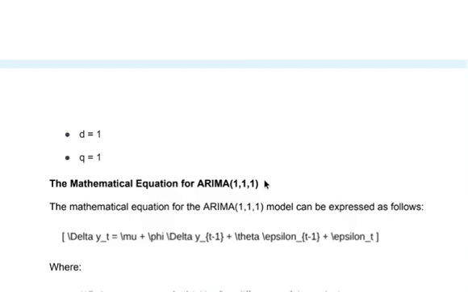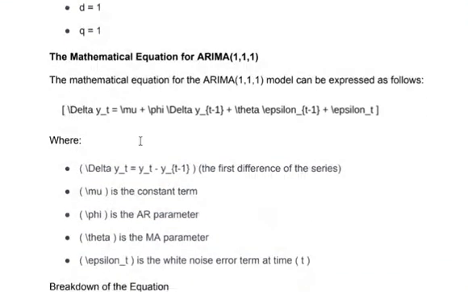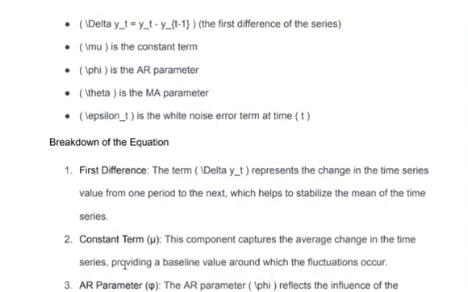The mathematical equation for ARIMA(1,1,1). The mathematical equation for the ARIMA(1,1,1) model can be expressed as follows. Where? Breakdown of the equation. First difference: the term delta Y_t represents the change in the time series value from one period to the next, which helps to stabilize the mean of the time series.